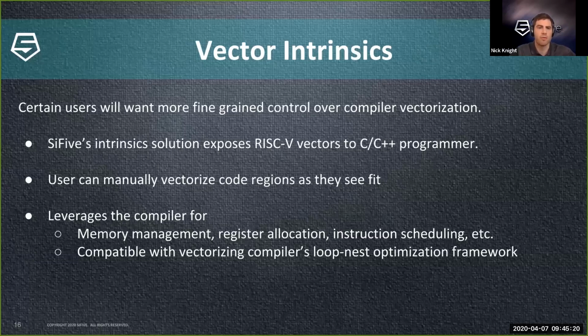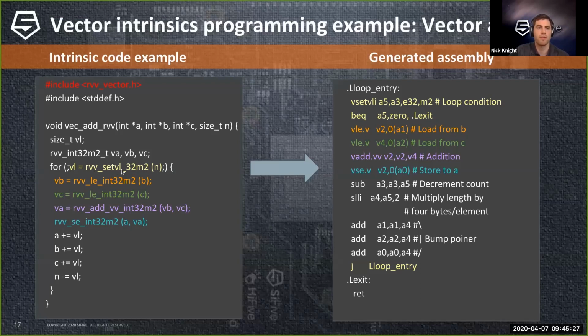For example, let's see how this would work. Over here on the left is some C code using our Intrinsics. You can see that we have a for loop. This is a component-wise add of 2 vectors. We set the vector length, load, add, store. And then the compiler generates the assembly using the vector instructions here. So you can work in C and then get the power of the RISC-V vectors.